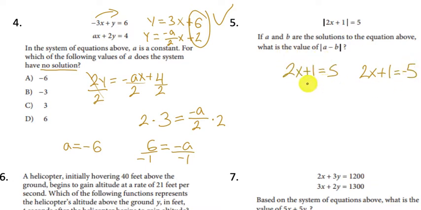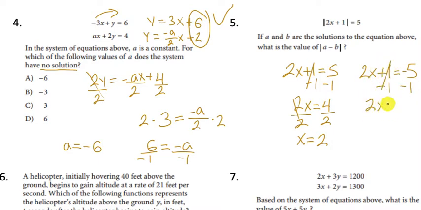For the equation on the left, we're going to subtract 1 on each side, and we'll have 2x equals 4. We'll divide 2 on each side, and we'll get that x equals 2. For the equation on the right, we're going to subtract 1 on each side. We'll get 2x equals negative 6. And then to get x by itself, we're going to divide each side by 2. And we'll get that x equals negative 3.